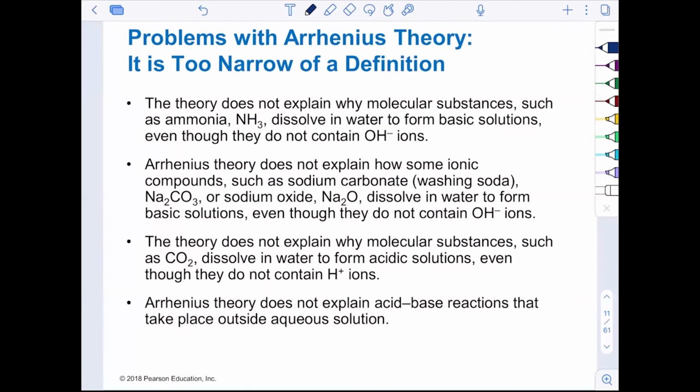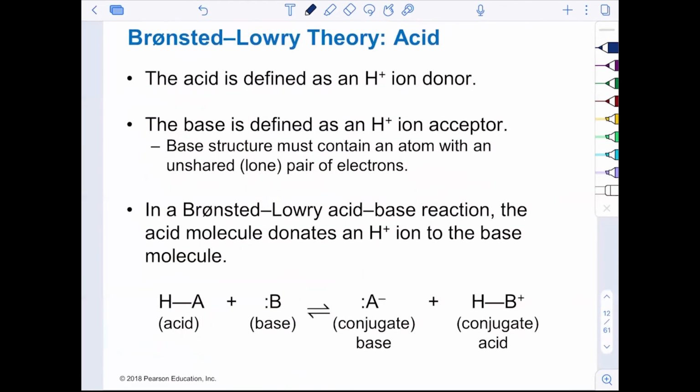But this was a long, long time ago. And so what we can do from here is move on to the next theory, the Bronsted-Lowry acid-base theory. The Bronsted-Lowry acid-base theory defines acids and bases based off of what happens in the chemical reaction. It locates that proton that is being transferred, and it talks about whether the molecule is a donor or an acceptor of that proton.